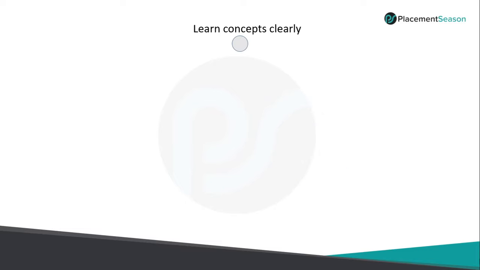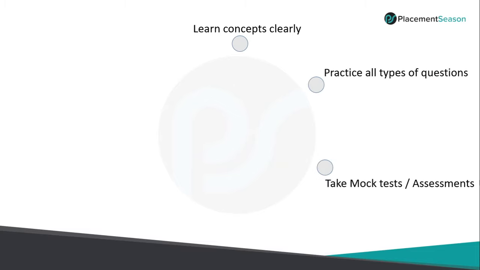In general, if you are learning new things, you have to learn the concepts clearly and then practice all types of programs required. So the first step in online learning is to learn the concept clearly. Then you have to practice the different types of questions you can expect in campus placements. Followed by that, you have to take many mock tests and assessments. That will give you a clear idea about how you are learning and how much you have understood the concepts.